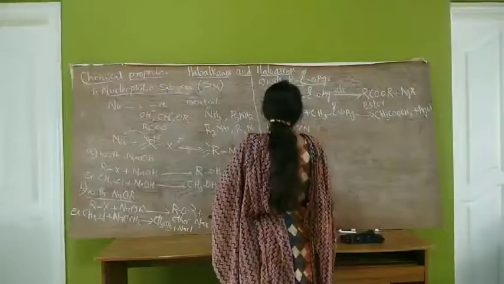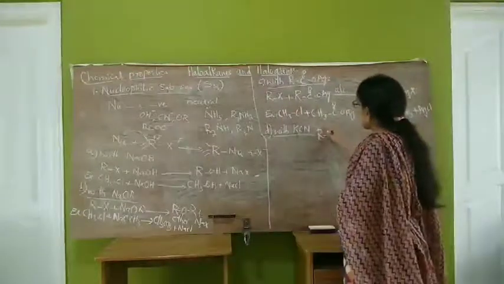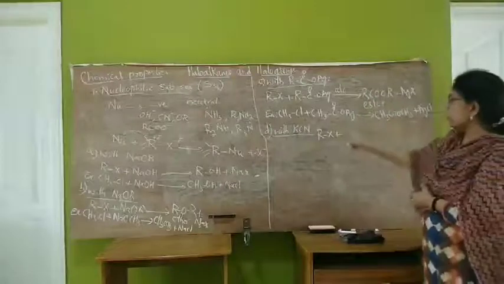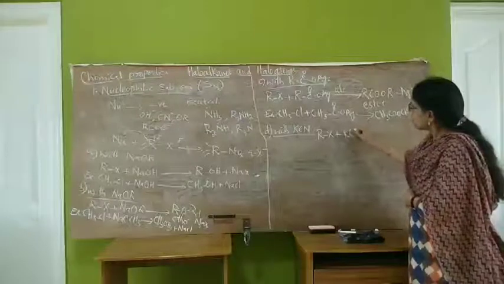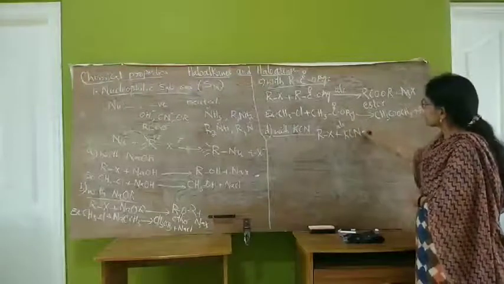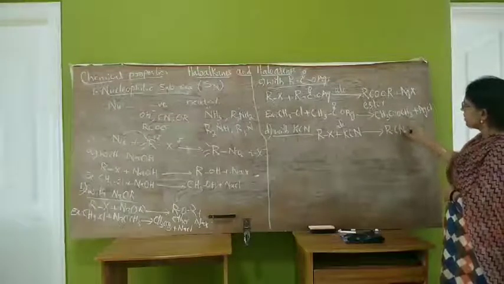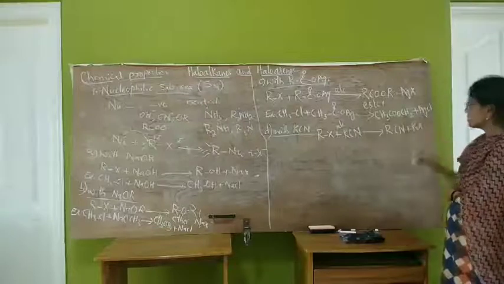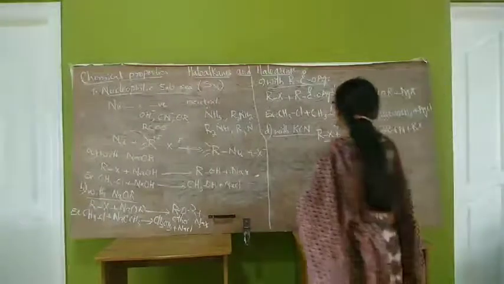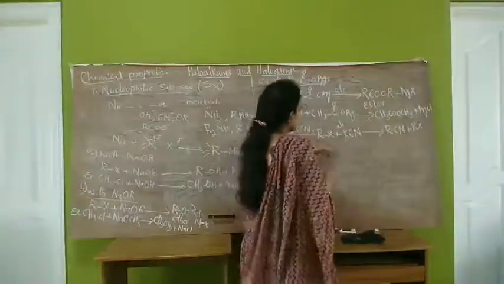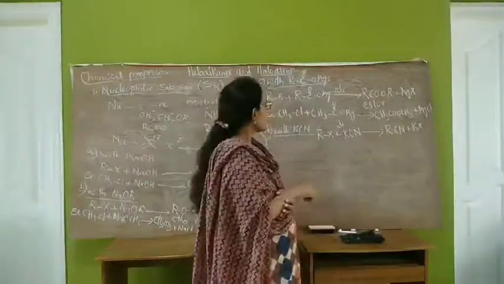The next reaction is with an alcoholic solution of potassium cyanide. When alkyl halides are heated with alcoholic KCN, alkyl cyanide is formed plus KX. You can write one example by taking R as methyl group: CH3Cl plus KCN gives CH3CN plus KCl.